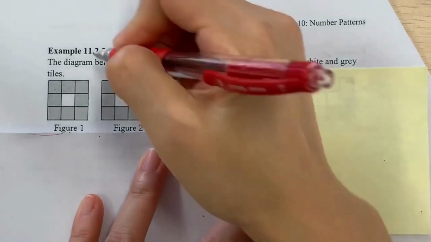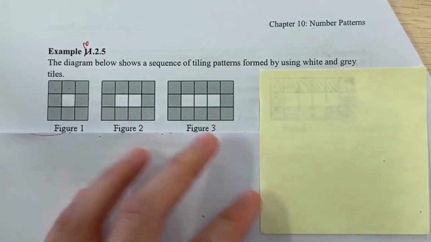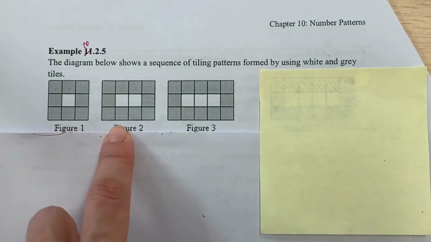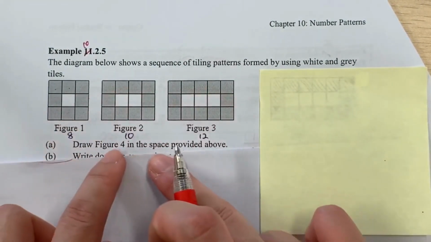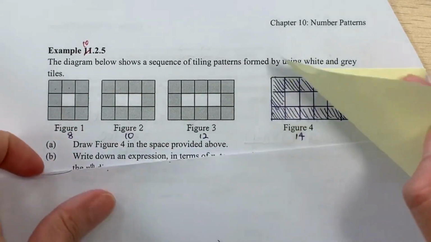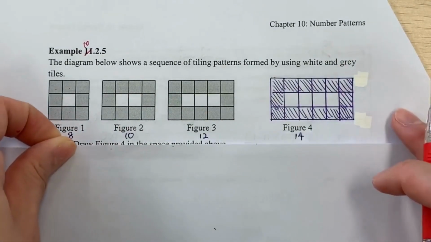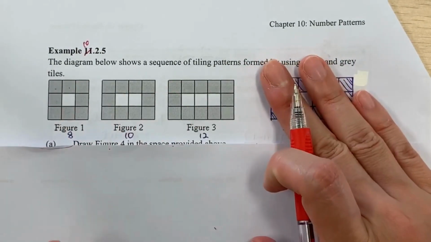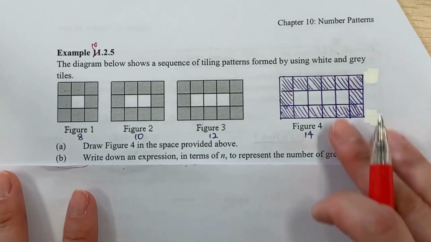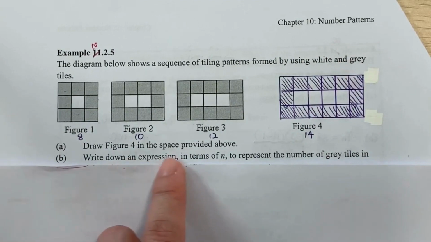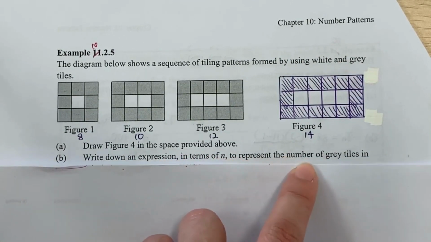Okay, let's take a look at 10.2.5 with figure 1, figure 2, figure 3. First question, part A, draw figure 4 in the space provided. So figure 4, go and pause and draw it yourself. Don't look at the answer, okay? After you have done, this is the answer. Write down an expression in terms of n to represent the number of grey tiles.